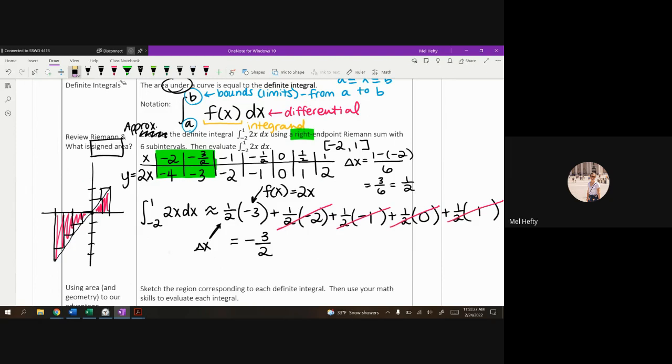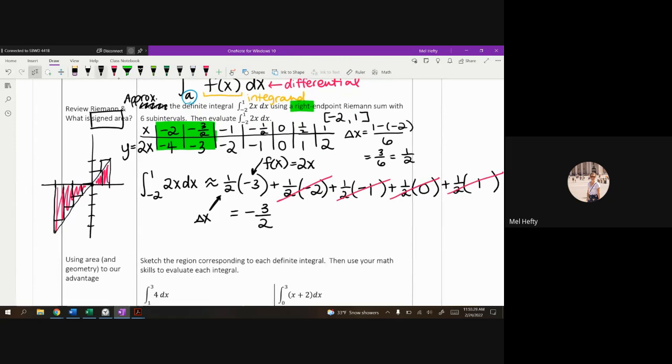All right, so good questions all around. The question I would like to ask you now is, do you think you actually need calculus to find the area between this curve and the x-axis? What shapes do you see? Triangles. Do you need calculus to find the area of two triangles? No. Yeah, you can use geometry.